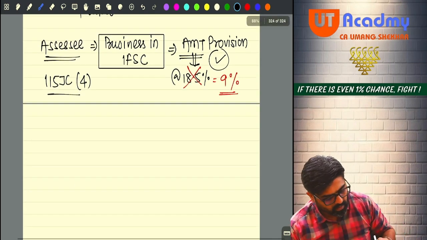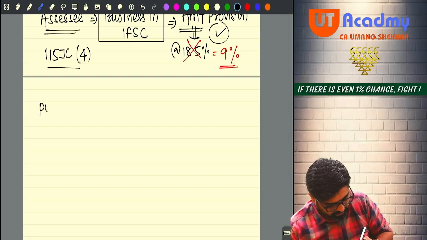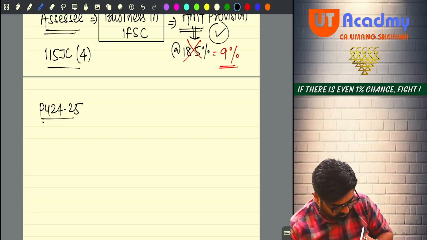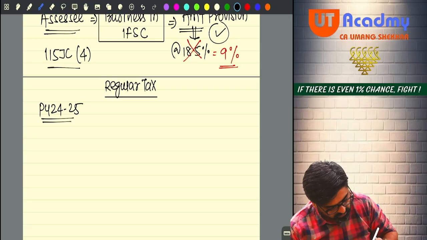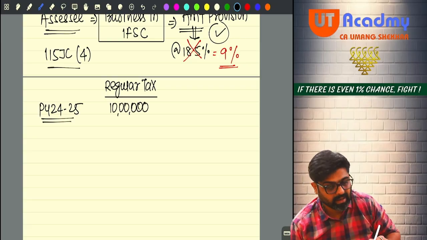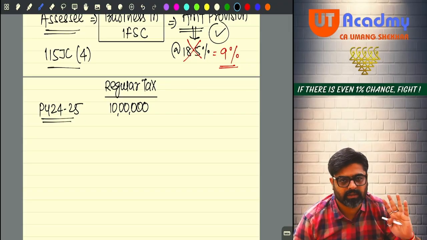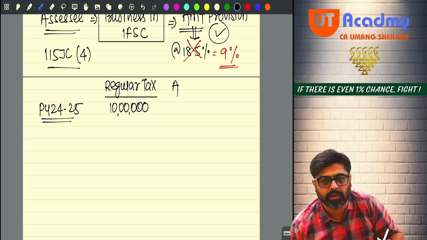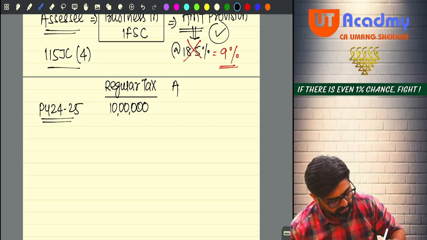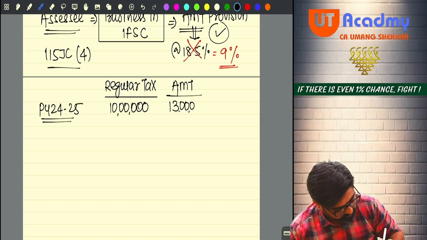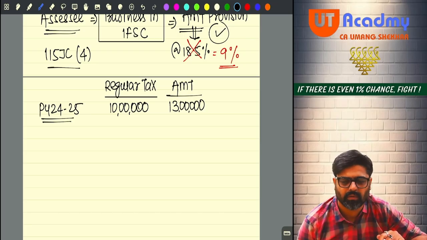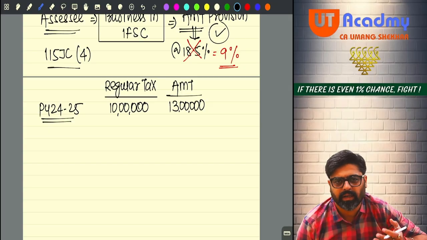Now pay attention. Now what will happen? See, in previous year 24-25, this is my previous year. Okay, now in this year, the regular tax which I calculated for this year was 10 lakh rupees. So I calculated my total income the regular way by taking all these deductions and all, and my regular tax came to 10 lakh rupees. In this year, I calculated my adjusted total income also, and on that I applied 18.5%. So my AMT liability, alternate minimum tax, which I was supposed to pay for this year, was 13 lakh rupees. Example. It can be any amount. Now the regular tax is 10 lakh for this year, and the AMT for this year is 13 lakhs.